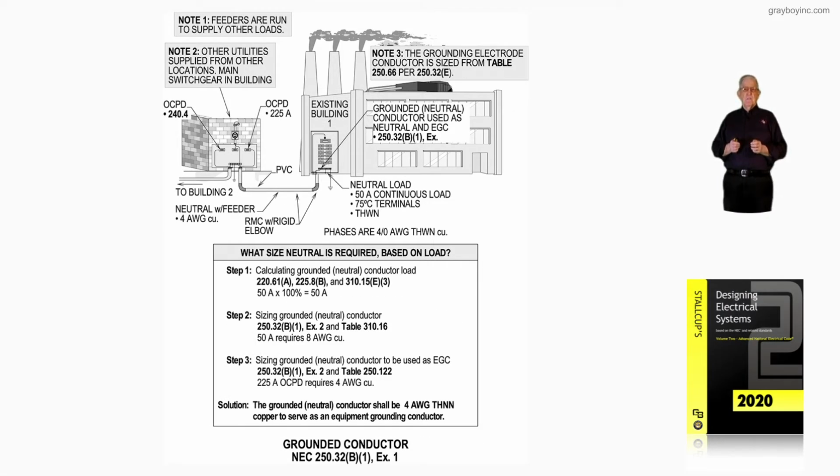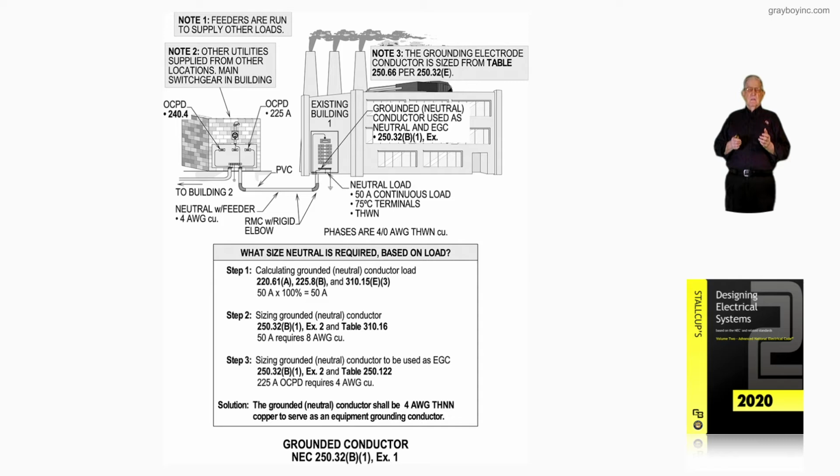Now this illustration deals with the grounded conductor in accordance with NEC 250.32(B)(1), and we're using exception 1 here. In this illustration, we have an existing panel board in the building to the right. Same situation, we have a 225 amp main with 4 conductors feeding the panel board for illustration's sake.